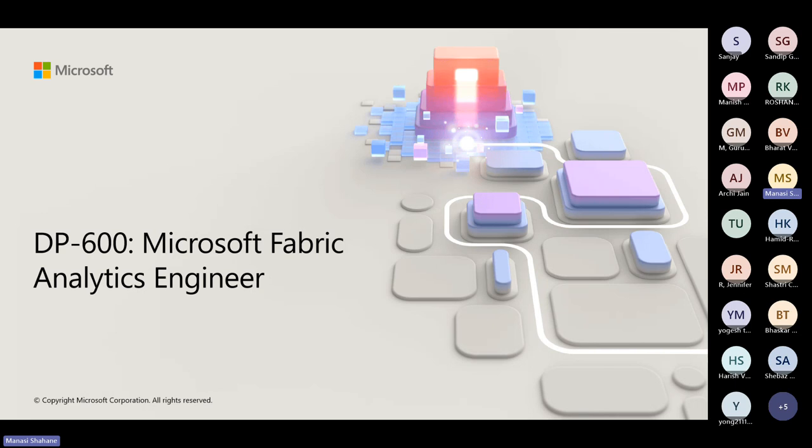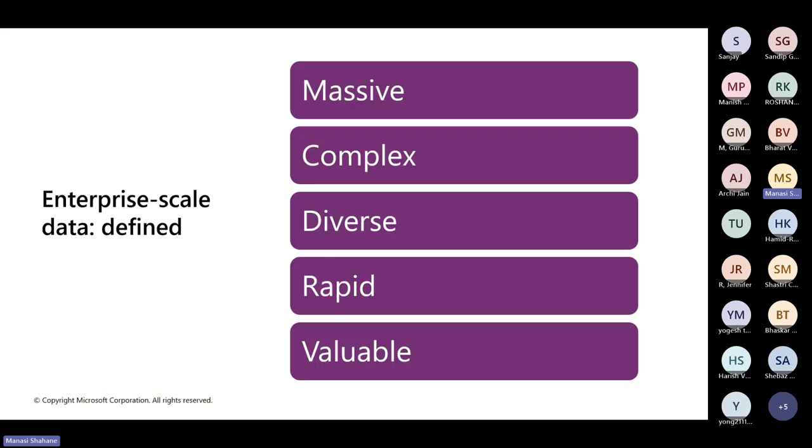Now, I told you all that Microsoft Fabric is something that is going to be used at an enterprise level. And we all know that at an enterprise level, the size of the data we are dealing with is huge. It is massive. It is at times coming from different sources. It is complex, there's lots of complexity involved, and it is rapid. It has a high velocity. The three V's of big data all apply over here.